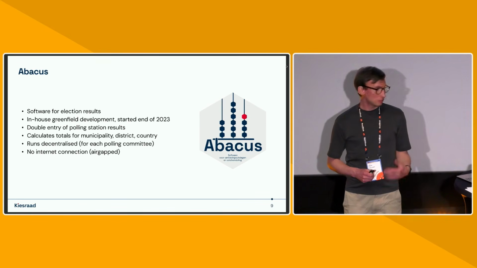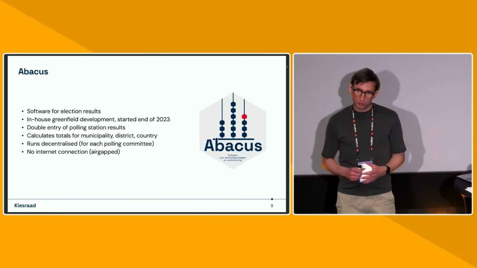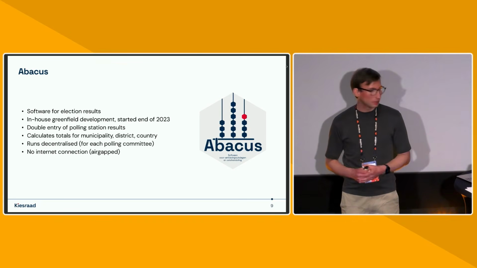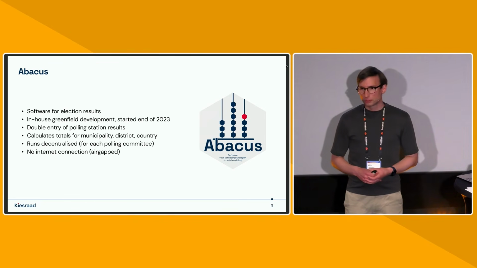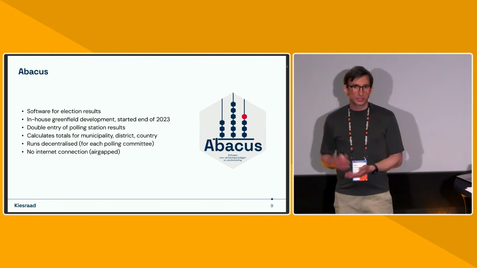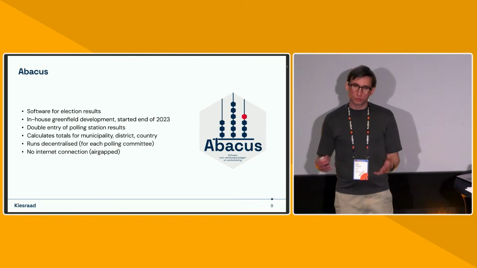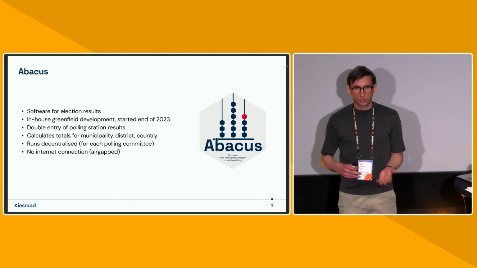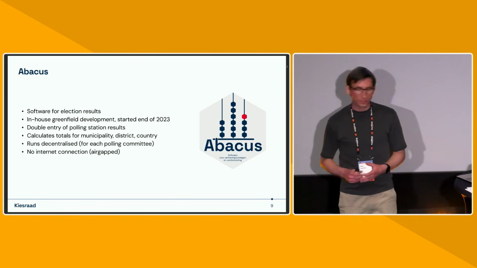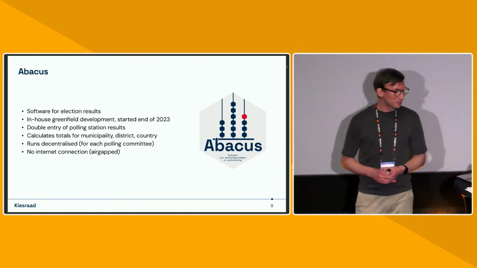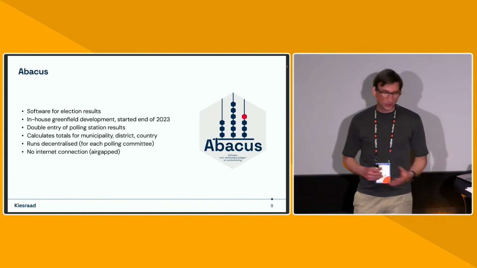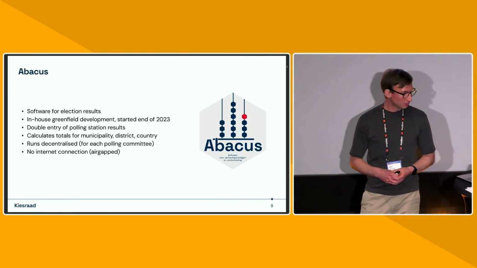So what it does is those reports get entered twice, so that no mistakes are made. Two people have to enter them independently. The software will calculate totals for every municipality, then gets added up for every district, and then for the whole country, and then for the whole country, the seats for the House of Parliament get apportioned. Of course for every other kind of election it's different, but in the end seats get assigned according to the number of votes for every candidate.